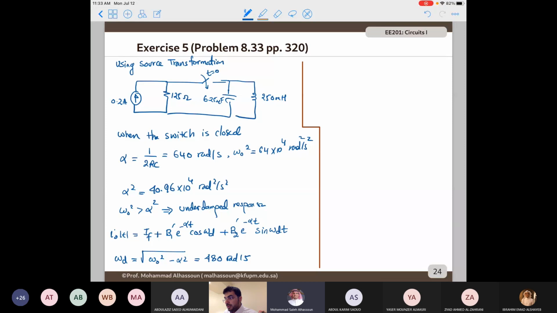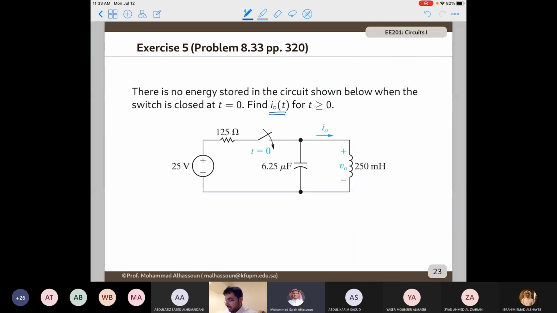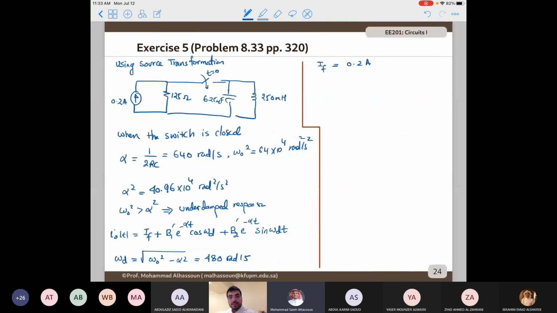So now we need to find B1 and B2 and I final. What is I final in this case? It's simply the value of the current source, and this one is 0.2 ampere. This is the final value. Now, let's find the initial value. We are told in the question statement that there is no energy stored in the circuit, which means that the initial value of the current passing through the inductor is 0.